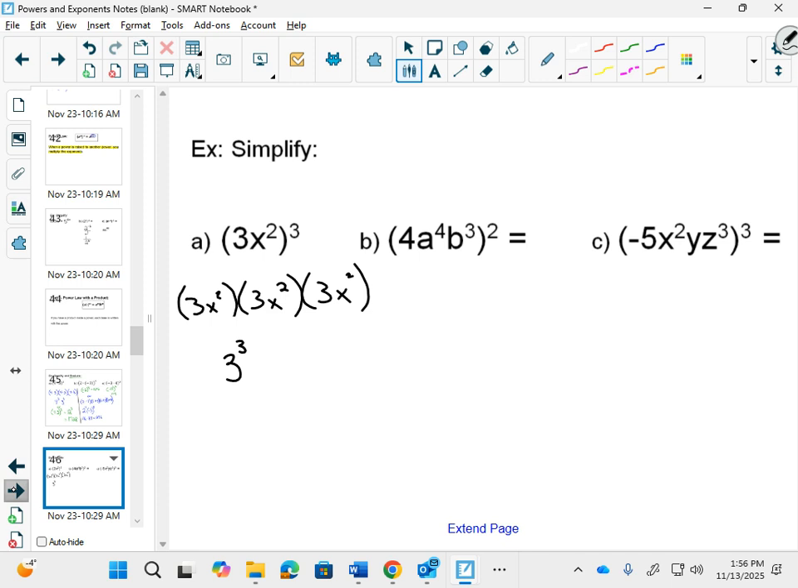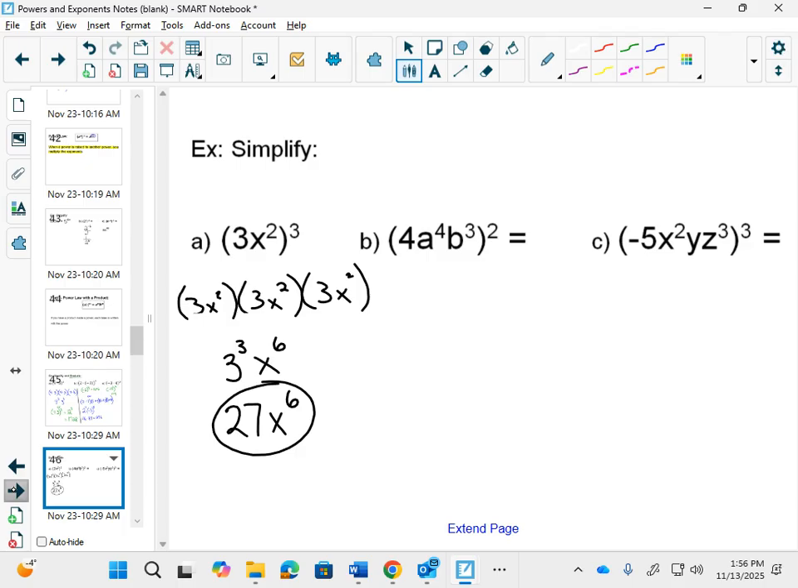How many x's would you have? 2. You have 2 here, and another 2 here, and another 2 here. In total, you would have 6 of them. And 3 times 3 times 3, you could actually write this as 27 x to the 6.